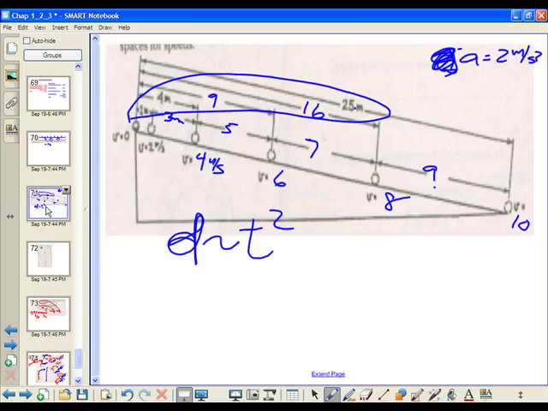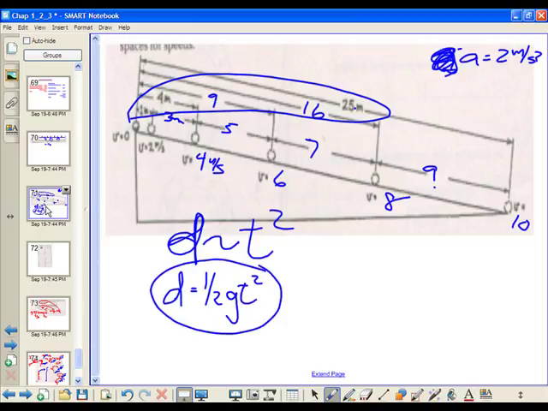In the lab, this is the one you should have had, the straighter line. It should be a straight line, but it's a straighter line. All right, distance is directly proportional to time squared. And if you remember the formula, 1/2 g is just a number. D is a number times time squared.